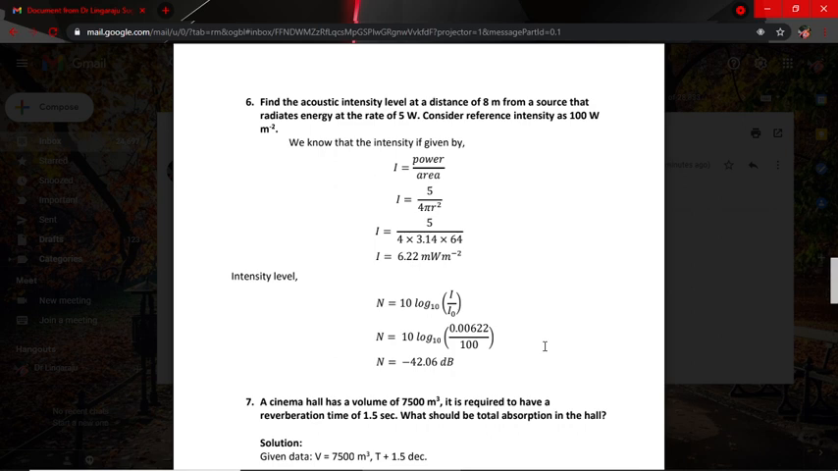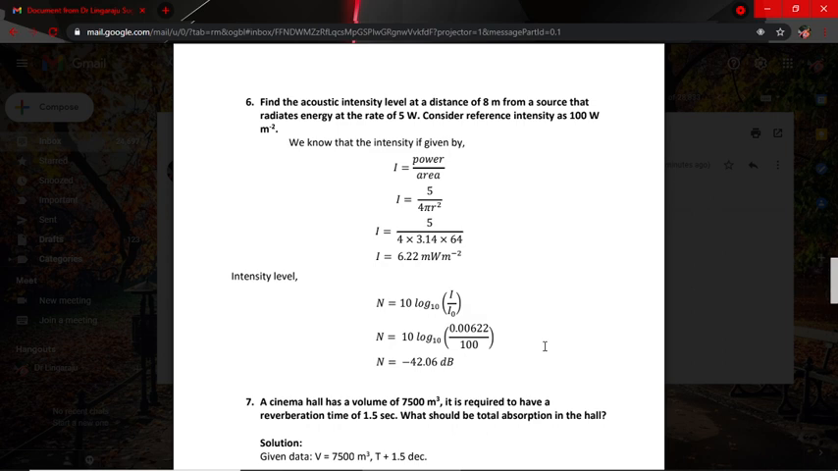Acoustic intensity. So here we have to calculate the value of N. Consider the reference intensity I naught. N is equal to 10 log of I by I naught, which is 10 times log base 10. What is the I value?